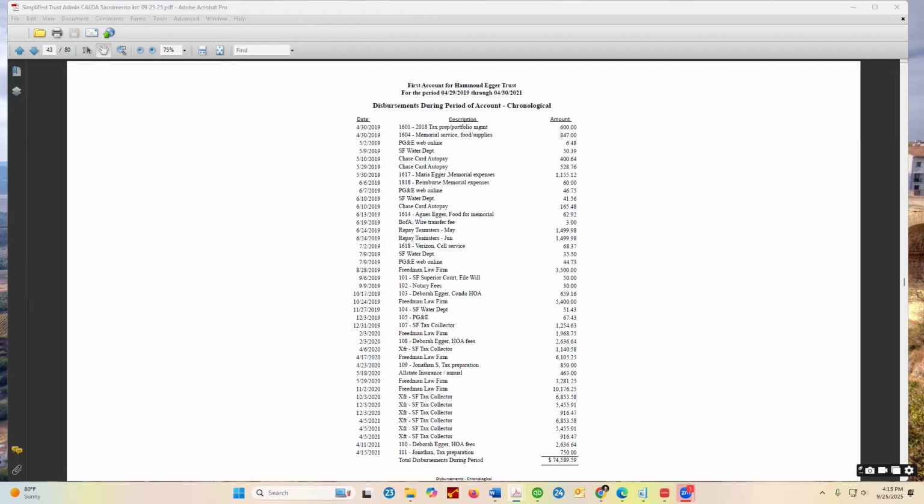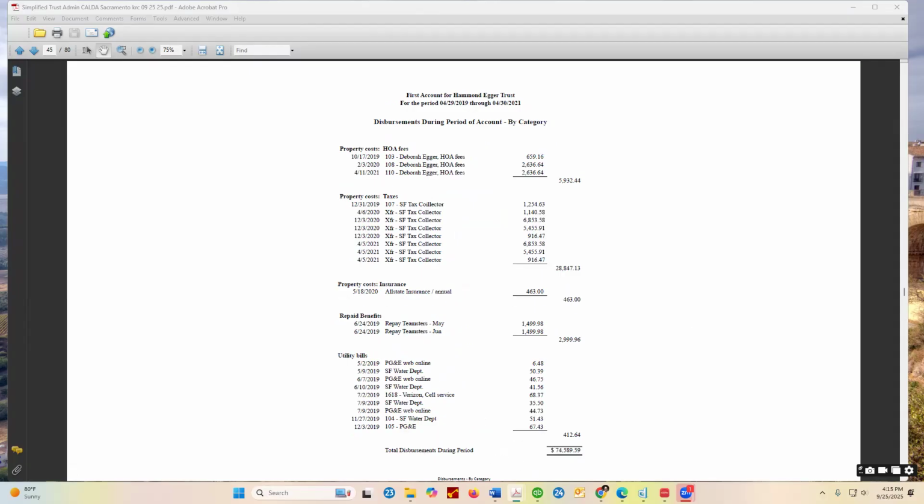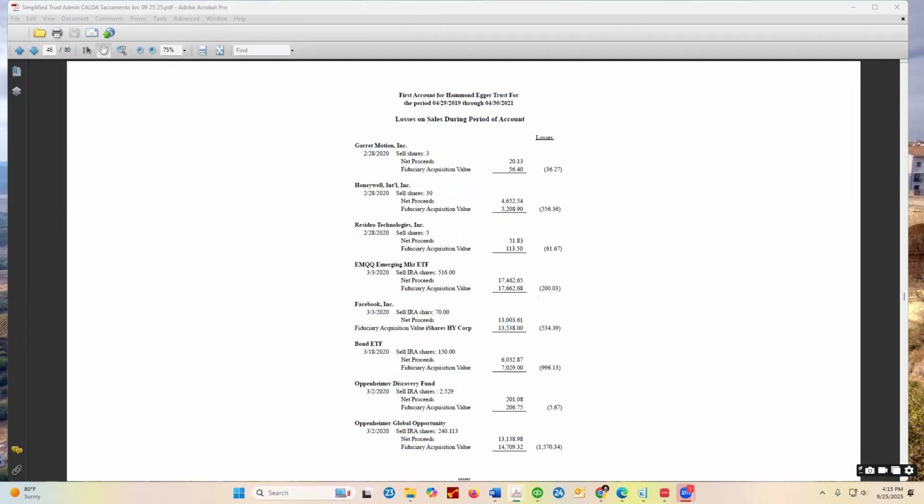Then for the expenses during the period, in this example, there are other government forms you could use, but we're showing all the amounts paid out chronologically first. And then we show the expenses by categories. And you have to include the pennies. You cannot round off the pennies like you do for property income tax returns.